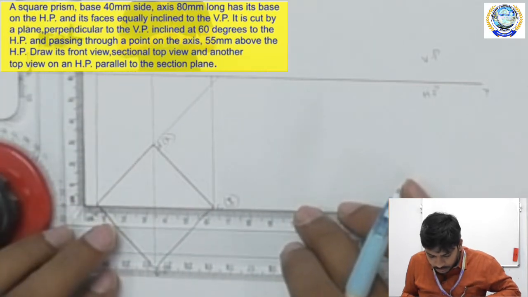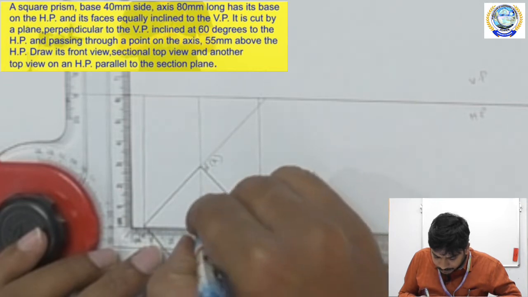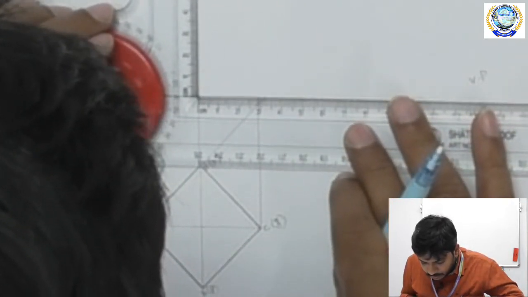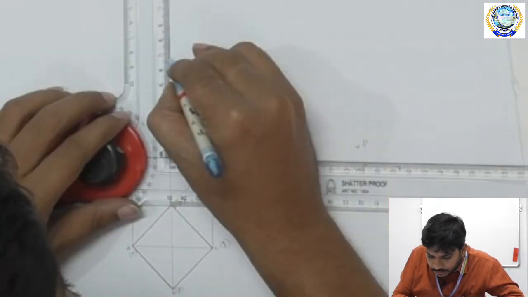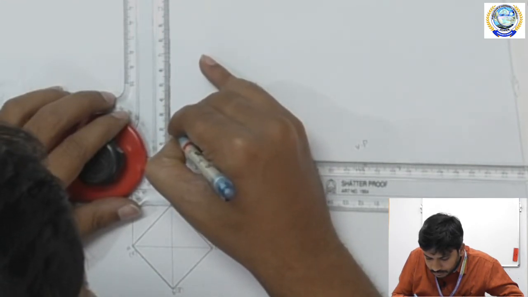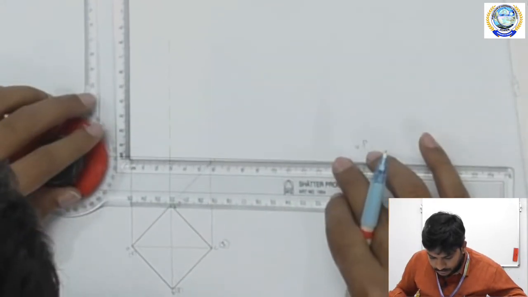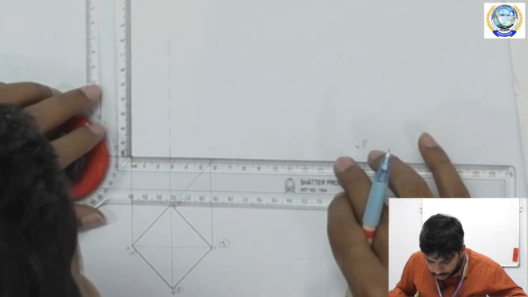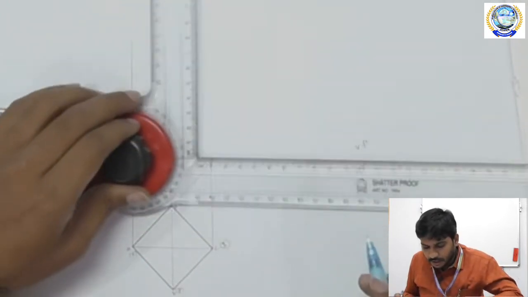The question: the prism height is 80 mm. Axis of the prism is 80 mm. So here first we have to draw the axis of the prism, that is 80 mm. This is the axis of the prism, and then we have to extend these points up to 80 mm.